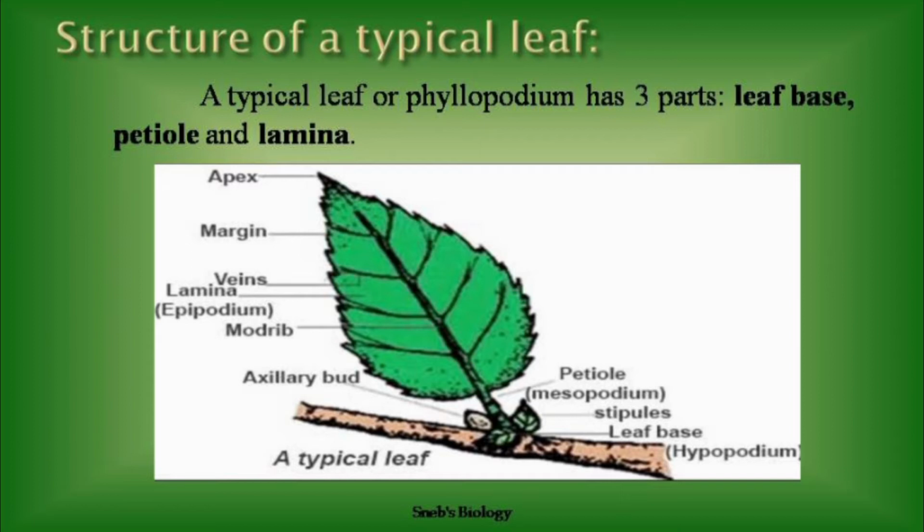In this flat green structure, normally we see a main line which is known as the midrib, and branches arise from this. These branches further branch and we find a network. These are known as veins. Veins are nothing but vascular tissue, that is, xylem and phloem. The outer part is known as the leaf margin and the tip part is known as the leaf apex or leaf tip. So this is a simple leaf.